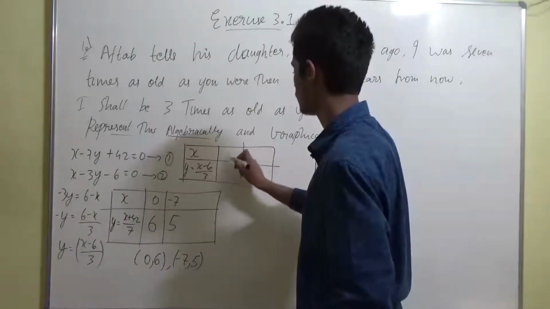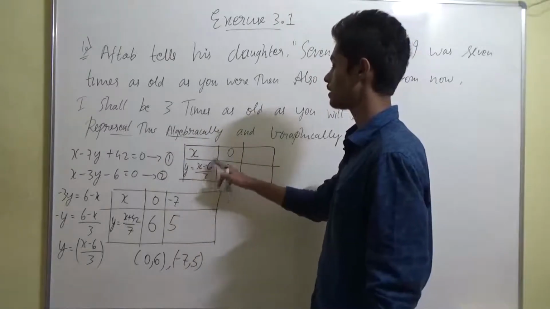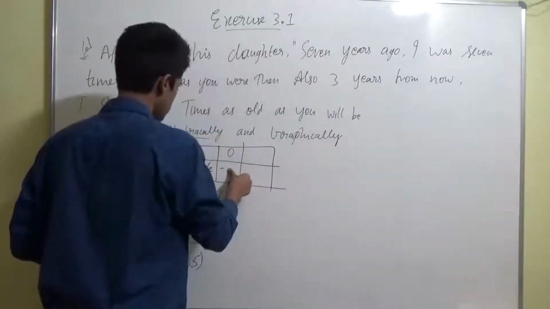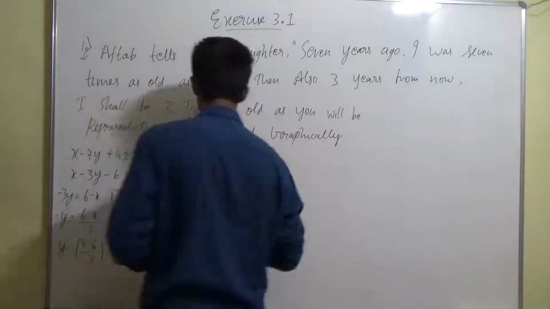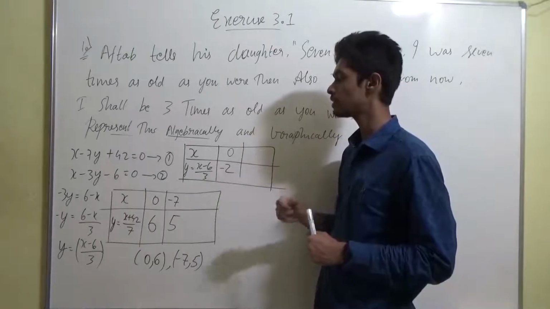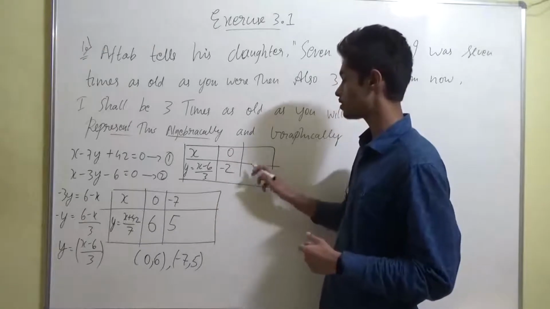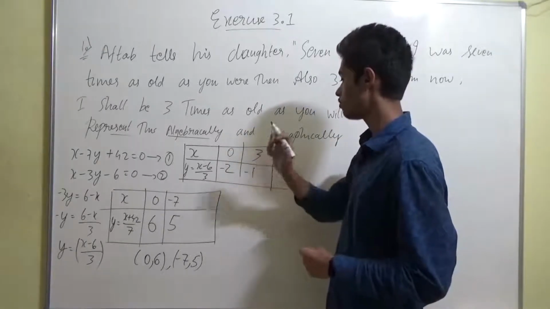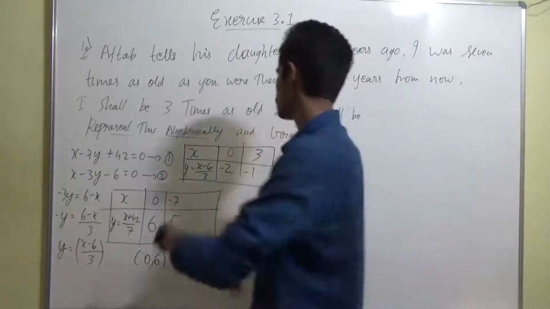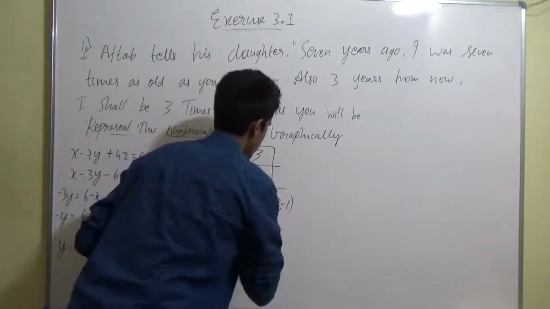For x let's put the value as 0, then y will be minus 2, because x equal to 0 means minus 6 by 3, which is minus 2. Now what value shall we put for x so that we get an integer y? Let's put the value of x as 3. It becomes 3 minus 6 by 3, which will be minus 3 by 3, which is minus 1. Done guys. So we also got two coordinates for this equation as well.